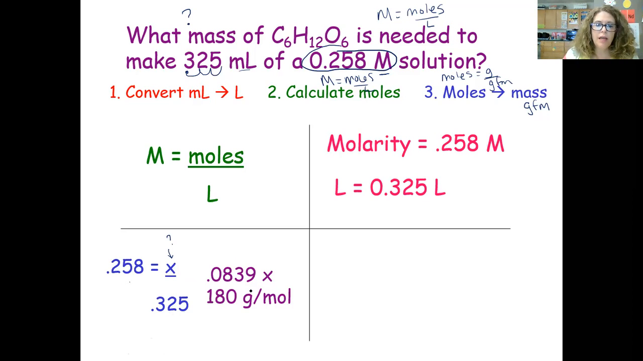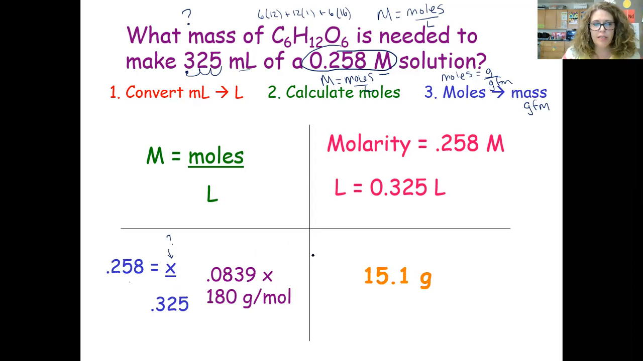And then I need to multiply by 180 grams per mole, right? Where did that 180 grams come from? Okay, 6 carbons, each with a mass of 12, plus 12 hydrogens, each with a mass of 1. And then plus 6 oxygens, each one with a mass of 16. And then remember we have our moles is equal to, right, so how did I get that 0.0839 times 180?